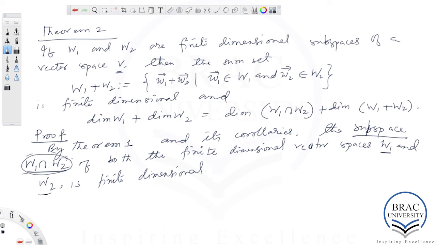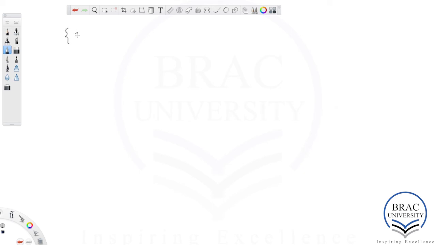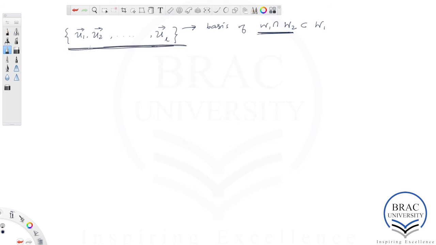So it has a finite basis. Let us denote this finite basis of W1 intersected with W2 by U1, U2 all the way up to UL. This is the basis of W1 intersected with W2, right? Now, according to theorem 1, since this is a finite dimensional vector subspace of W1, and this set is a linearly independent set, it can be extended to a finite basis of W1. In other words, this set is a part of the finite basis of W1.